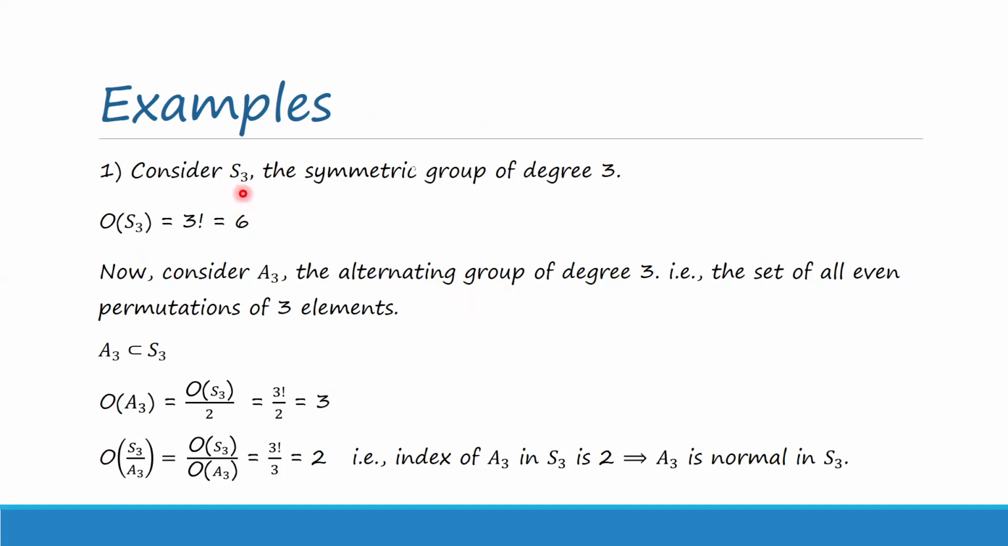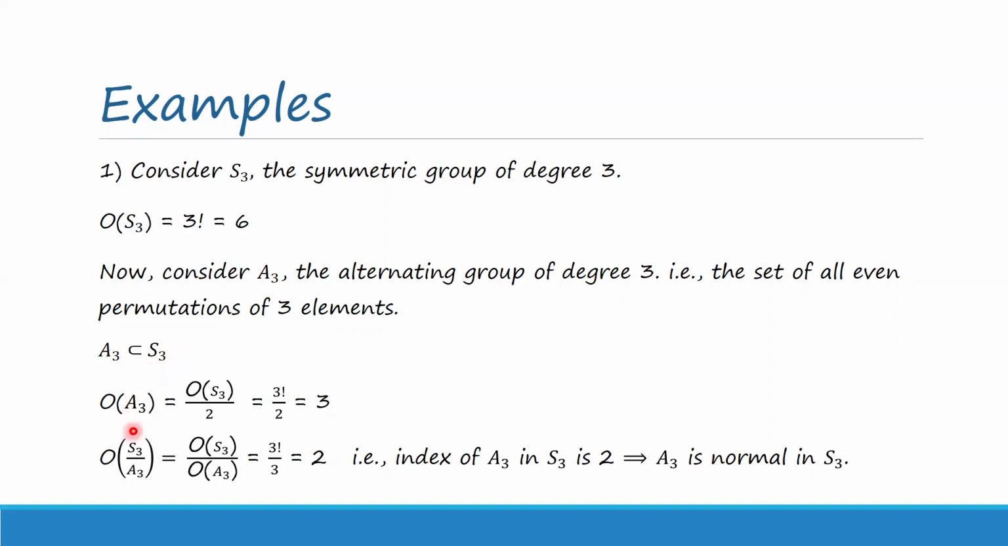Let us consider S3, the symmetric group of degree 3. So what is the order of S3? It is 3 factorial and that will be equal to 6. Now we know that A3, the alternating group of degree 3, is a subgroup of S3 and it contains all even permutations of 3 elements. So A3 is a subgroup of S3.